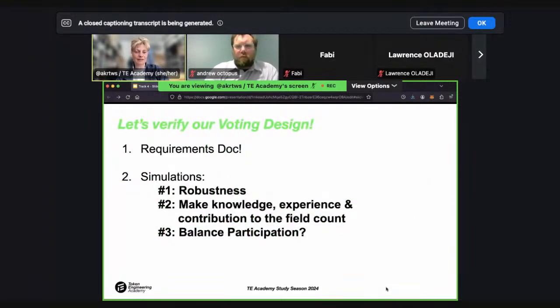Okay, let's verify our voting design. With the voting designs, the ideas we have on the table, how can we make sure we pick the best design for our purpose? First reference, of course, is our requirements doc. You can find it in our Discord channel in the pinned messages. Happy to drop it to the chat in a moment as well.